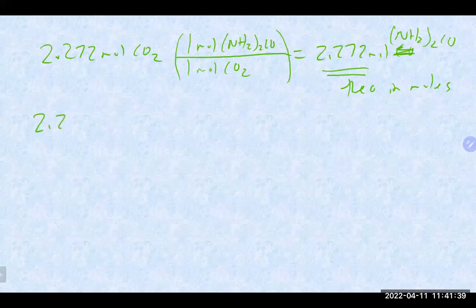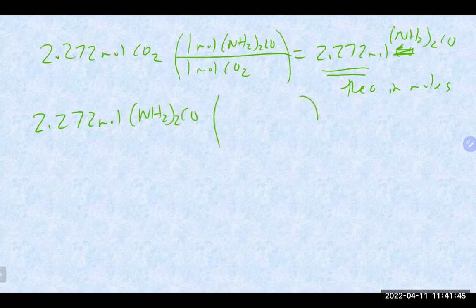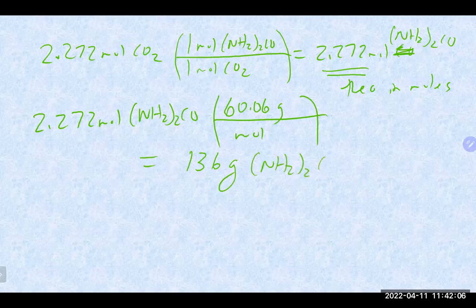So 2.272 moles of NH2CO, using the molar mass that was nicely given to us in the last one, 60.06 looks like. And again, that comes from the periodic table. Gets us about 136 grams of our product would be produced. That again is the theoretical yield in grams. Any questions on that there?